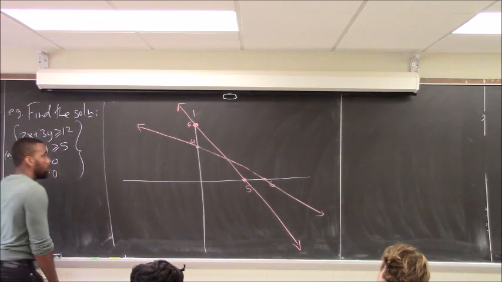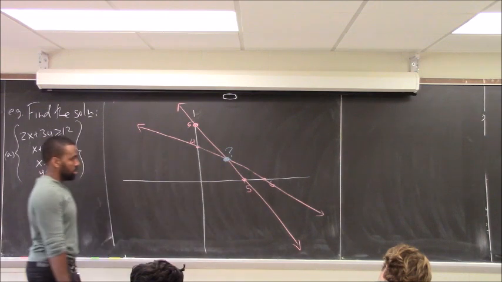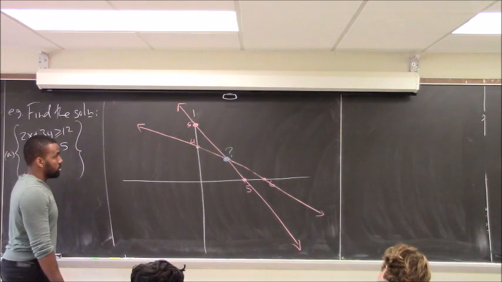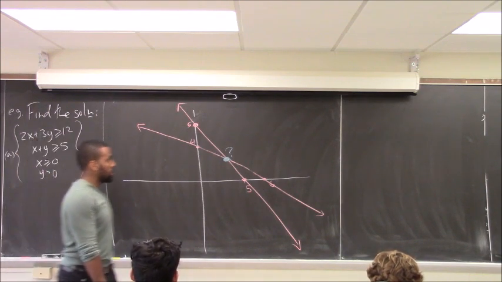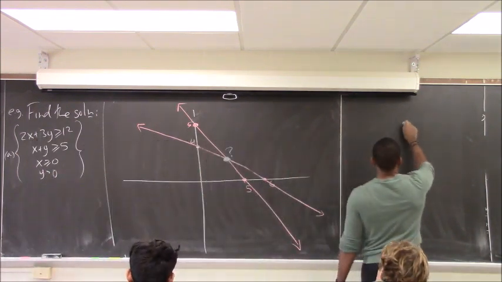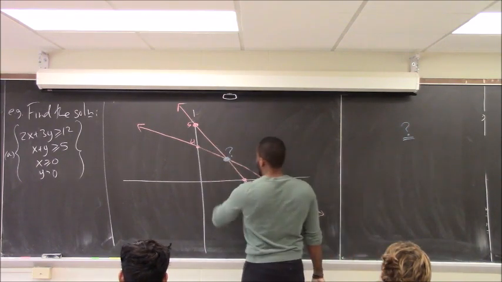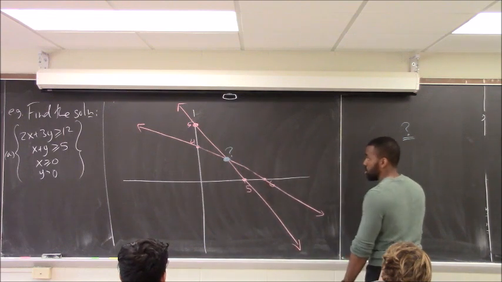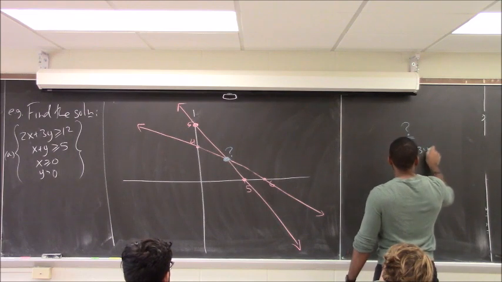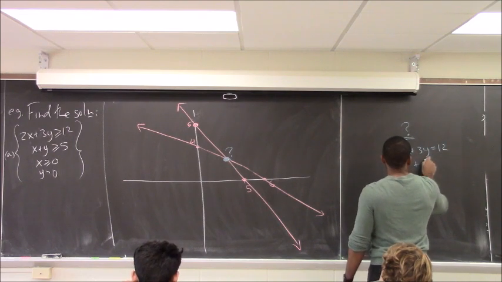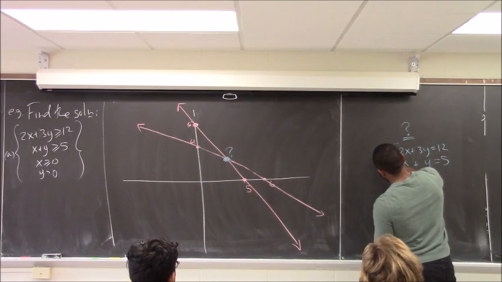Now, what is this location here? It's called a corner point. What's its location? So figure out the vertex of this triangle here, or whatever you want to call it. What you kind of want to do is find the solution to a system of equations.